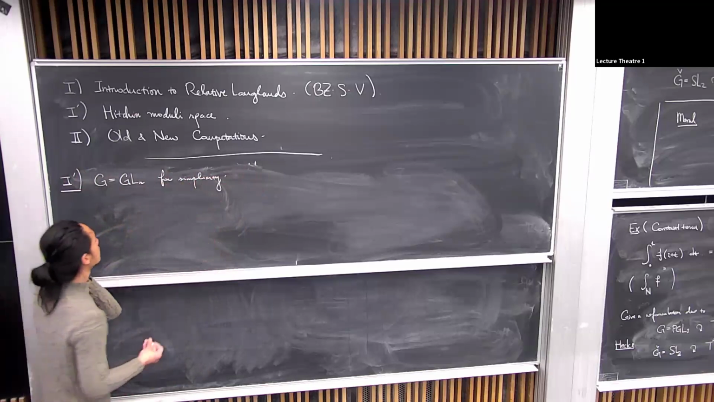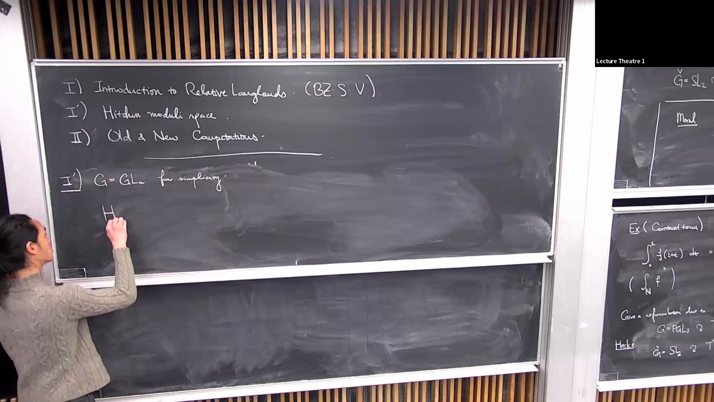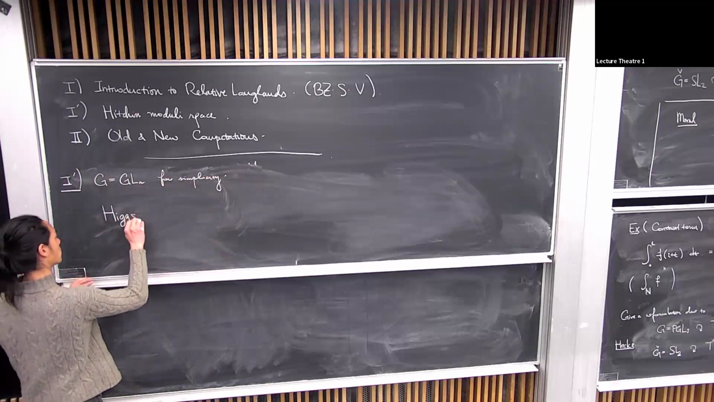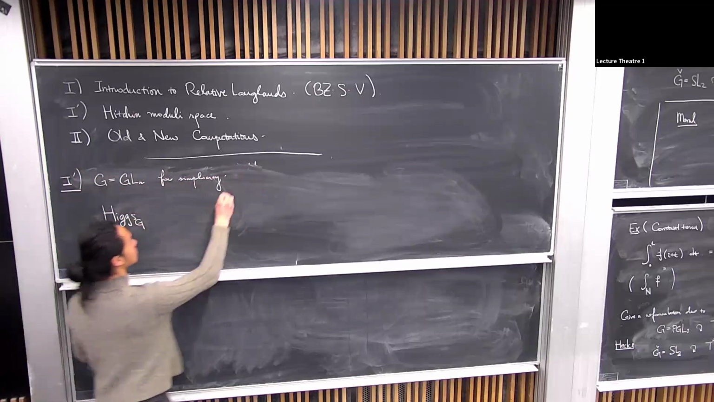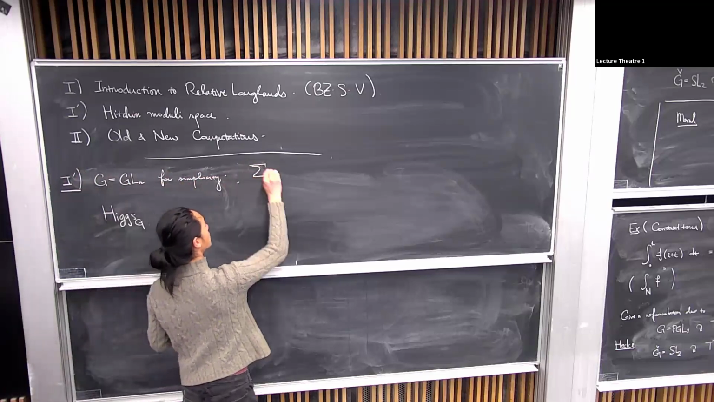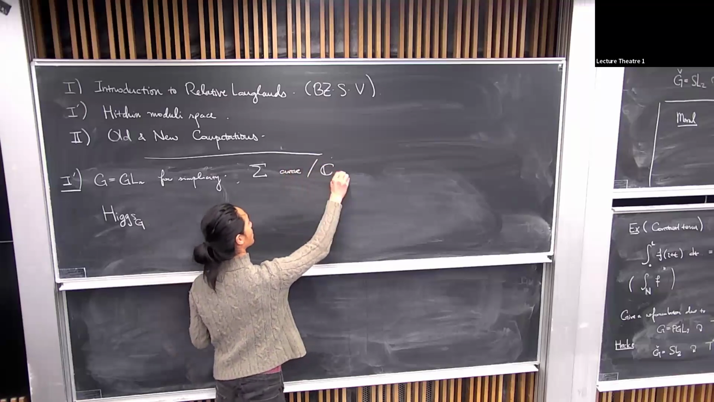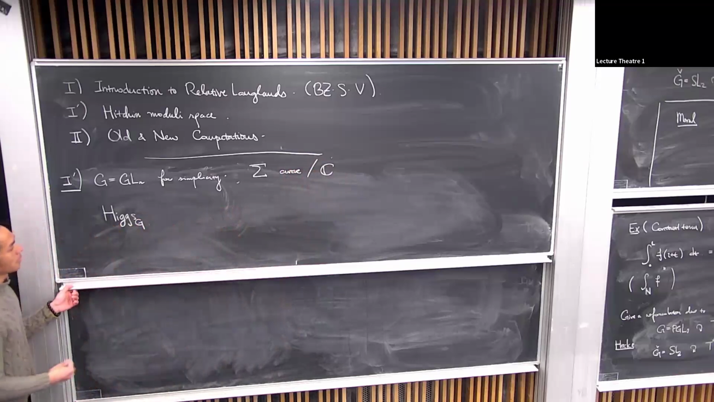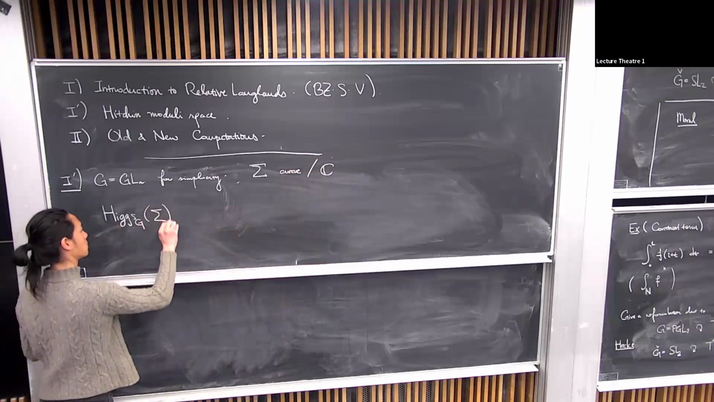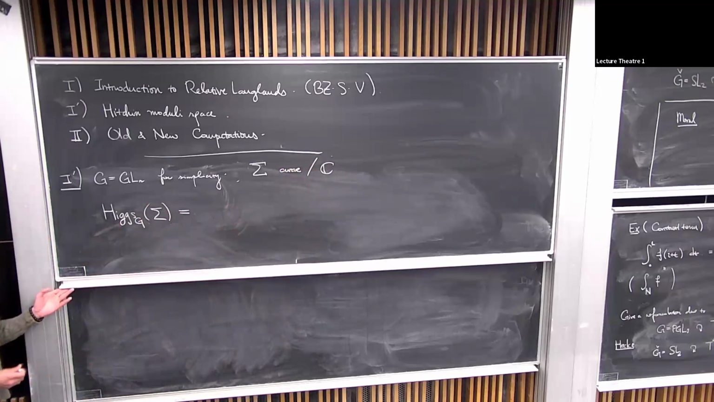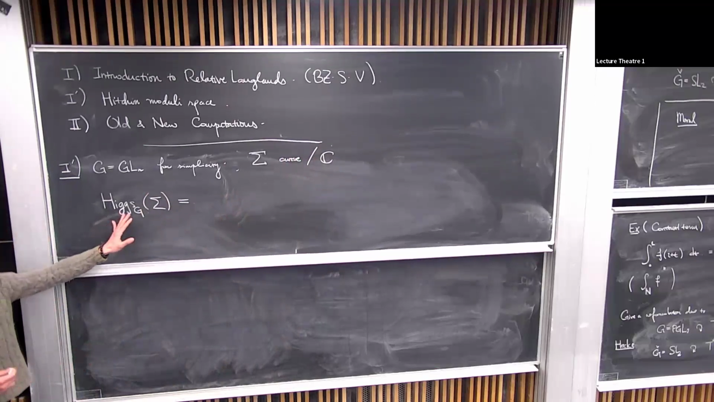Okay. So let me define this space for you. Let me fix sigma. It's a curve, let's say over complex numbers. So this is a moduli space of rank n bundles with some extra structure. And depending on who you are, it has various guises.